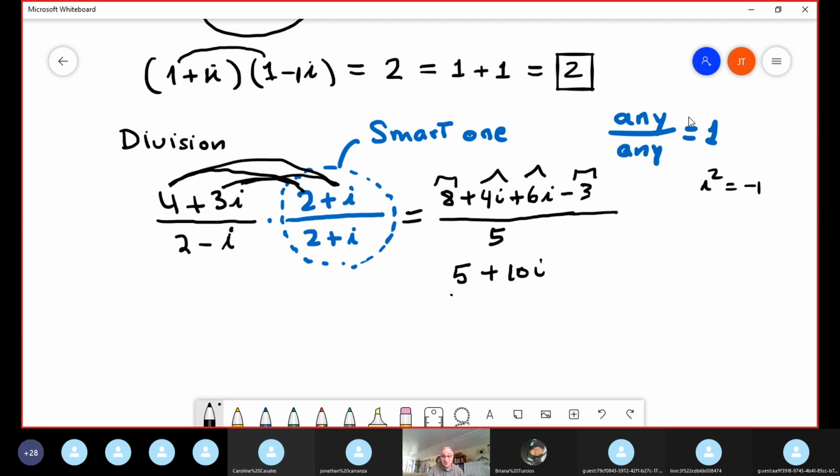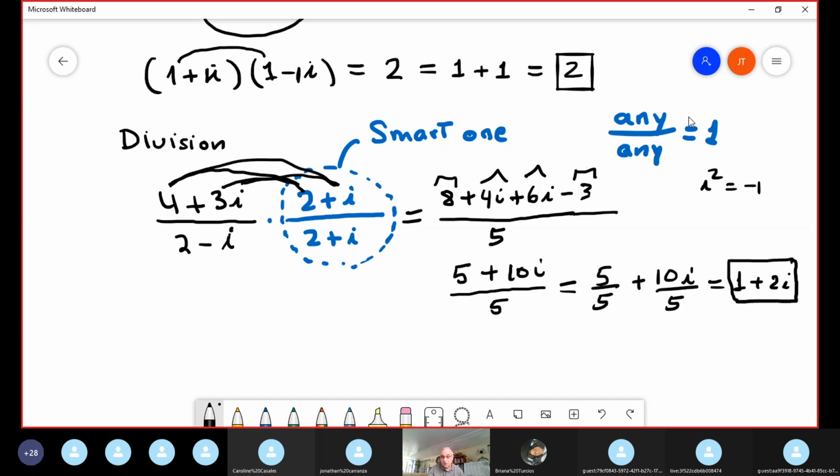Entonces, you divide by 5. It's not wrong, but it's not elegant to express the answer like that. You split this over the common denominator: 5 over 5, plus 10i over 5. And 5 over 5 is obviously 1, and 10 over 5 is 2. And this is the beautiful, elegant final answer. 1 plus 2i. Any question?